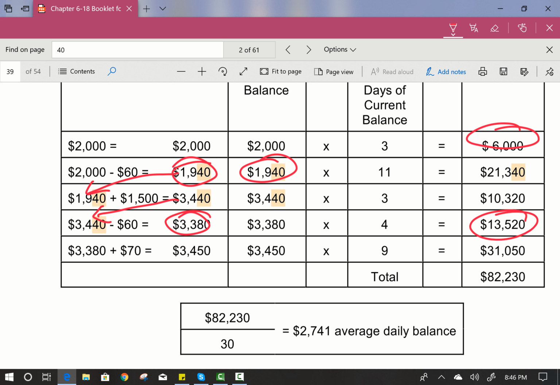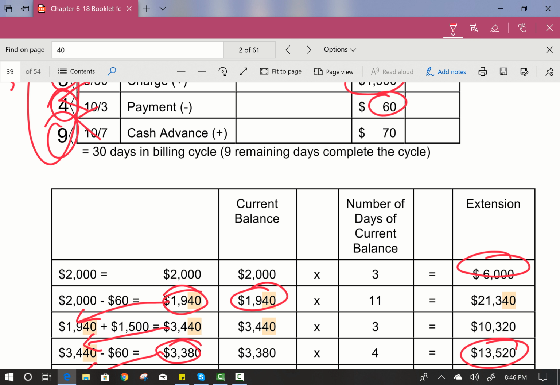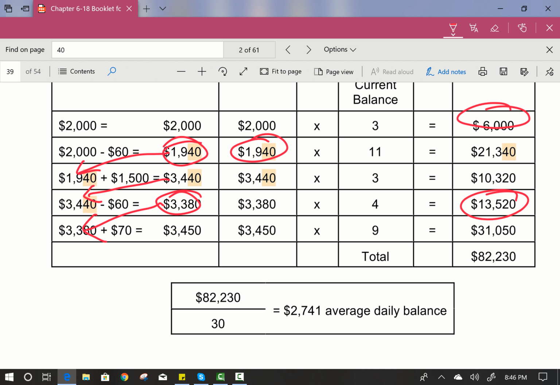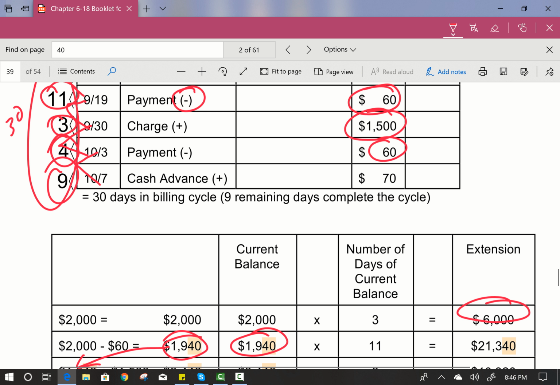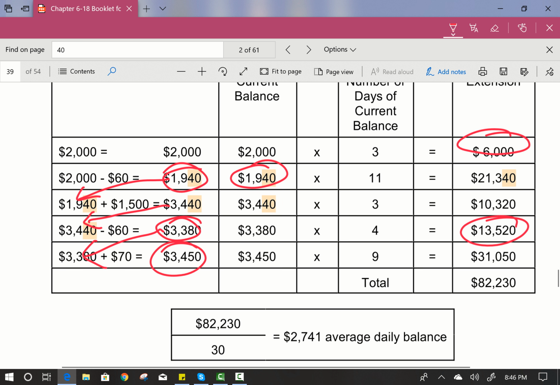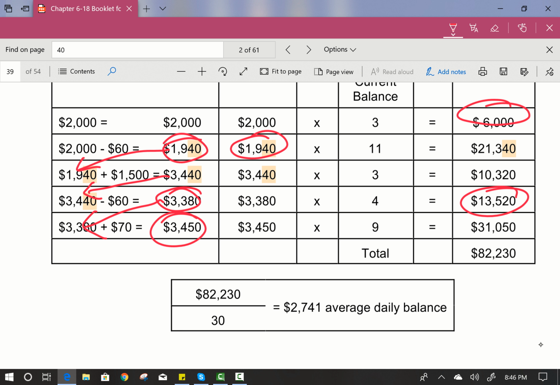And then you take your $3,380 and you add your cash advance of $70 to give you $3,450, and you have that balance for the remaining 9 days of the 30-day billing cycle. That gives you an extension total of $31,050, and you add all of those up, and your extension total is $82,230. You divide that by the number of days in your billing cycle, and this $2,741 is your average daily balance.